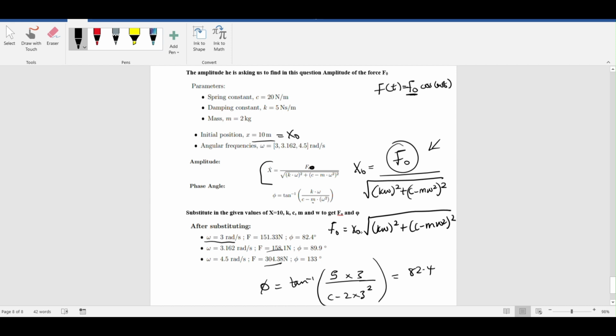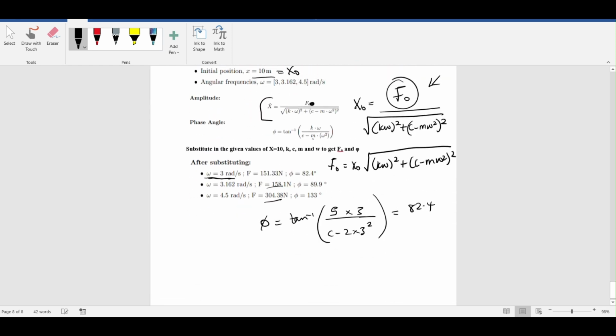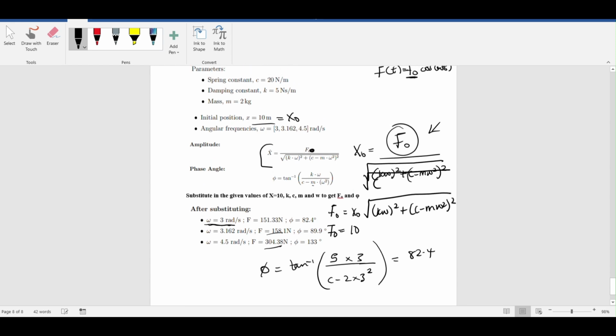Now all you need to do is put in the values for w equals 3 rad/s, 3.162 rad/s and 4.5 rad/s. So when w is 3 rad/s, f naught equals x naught, which is 10, times the square root of: k is 5 times w squared, which is 3 squared, plus c, which is 20, minus m times w squared, which is 3 squared. If we solve this out, you should get that f naught is equal to 151.33.